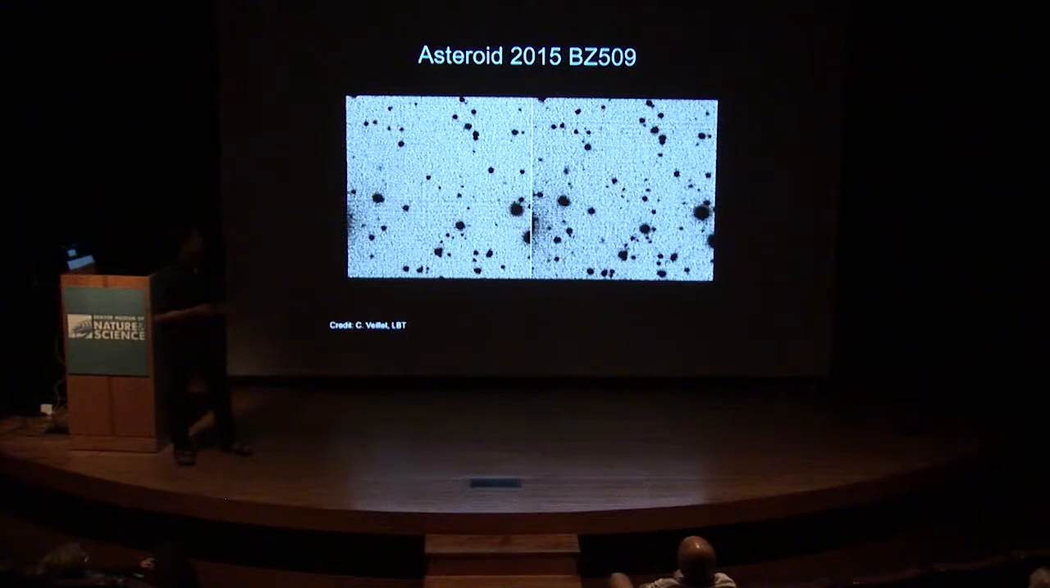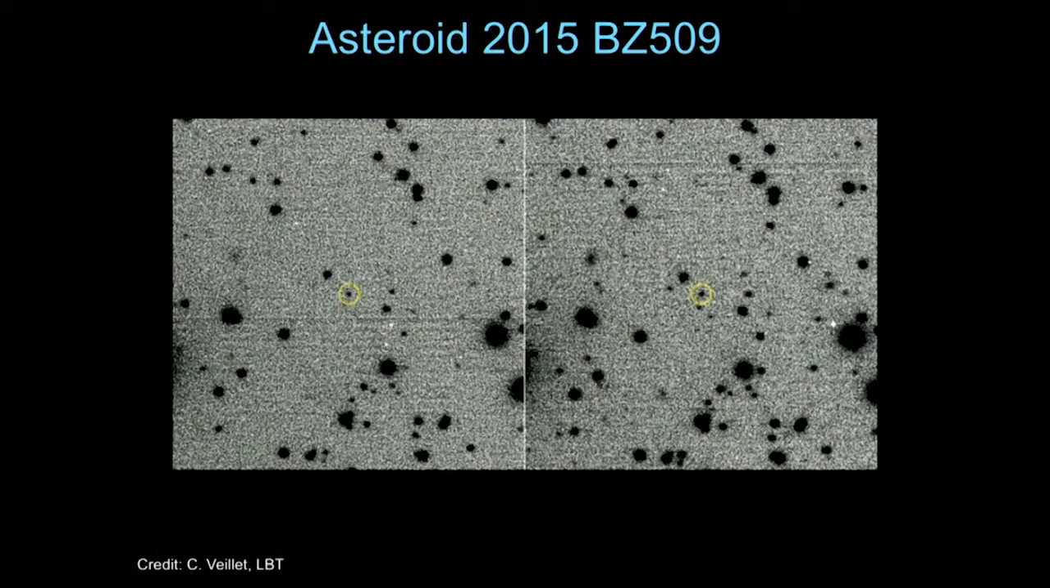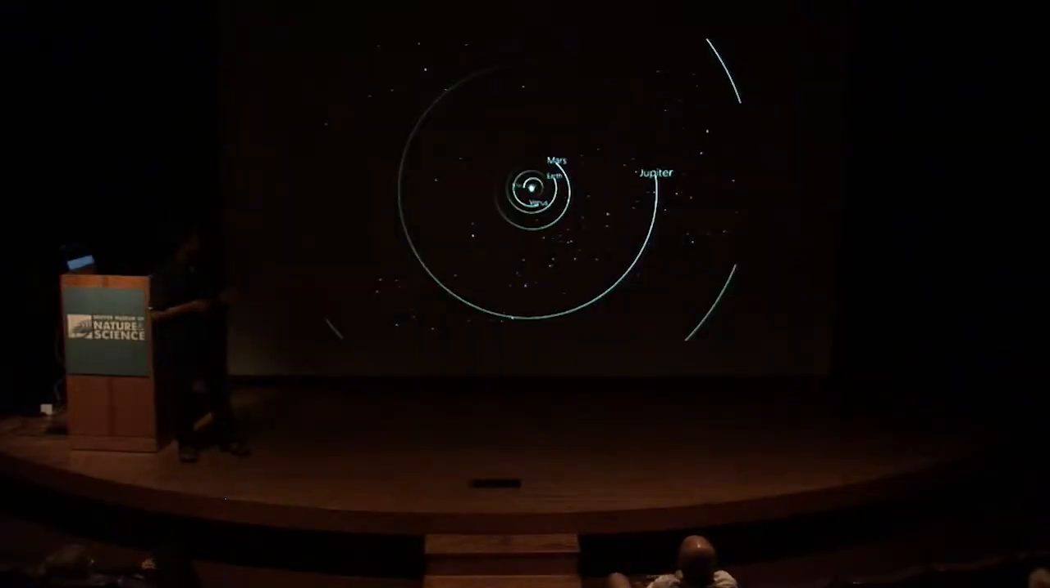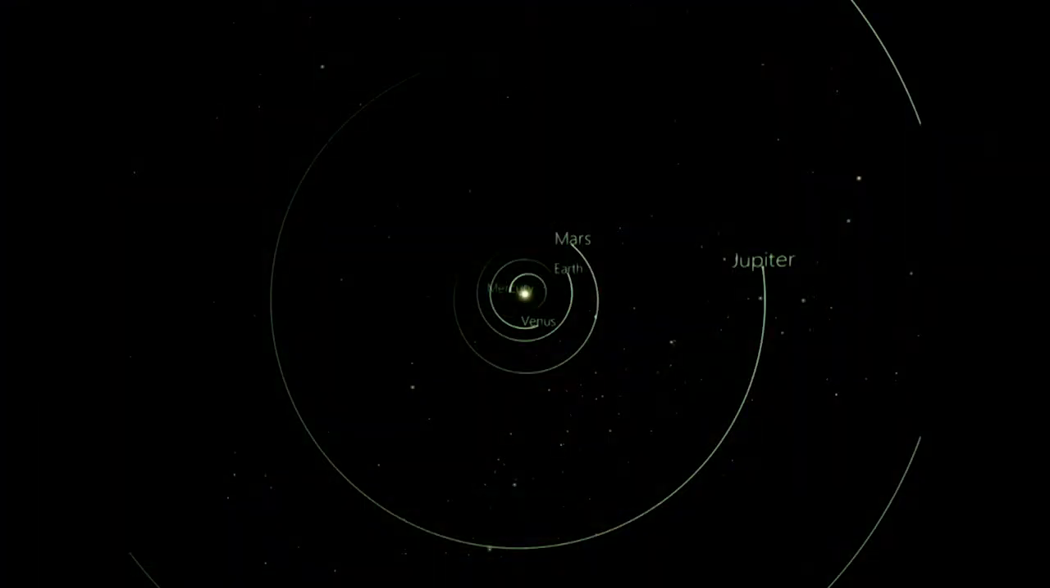My next story is this asteroid, which was actually discovered several years ago, hence its name, 2015 BZ509. These two images are two separate pictures taken of the sky. When you blink between the two of them, this object moves. That's how you can tell that it's not a star, but in this case, it turns out to be an asteroid.